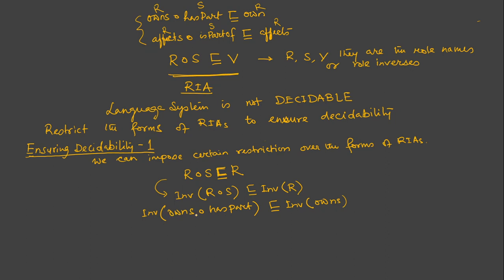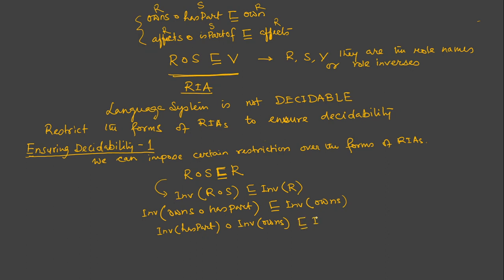So when we take the inverse, the position of these two relations in the composition will be reversed, right? So we'll be having the inverse as a result. We'll be having the inverse of has part first, and then we have the inverse of owns. Otherwise the chain will break. If you don't flip the position of these two properties while you take the inverse, the chain will break. You can try it out, right?